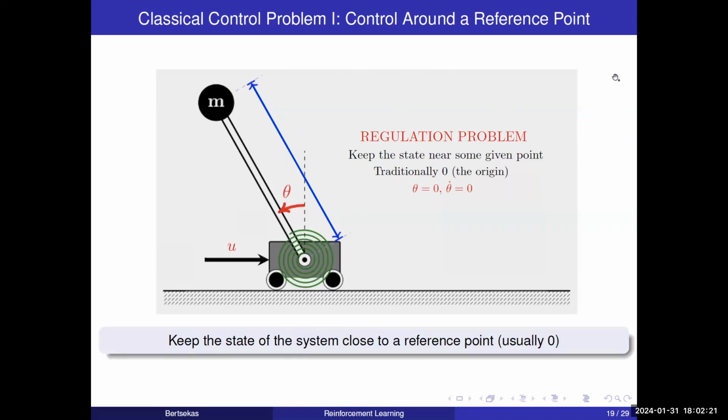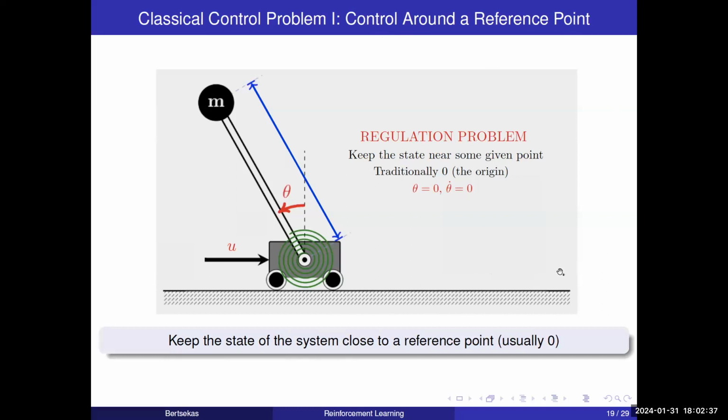And there are two basic problems. One is control around a reference point, and the other is control along a trajectory. These are the classical problems of control theory. And I think I've talked about that in one of the first lectures.